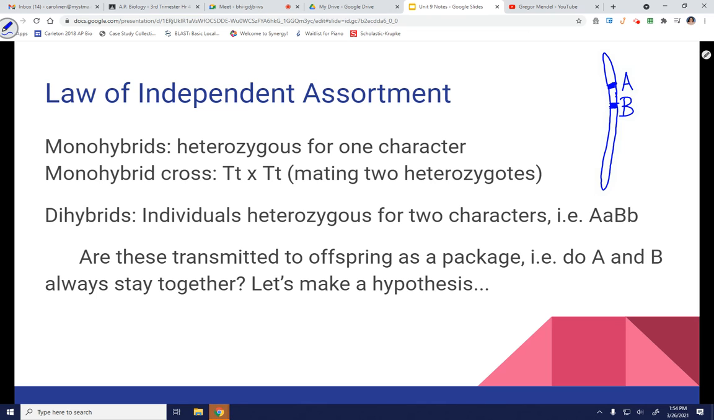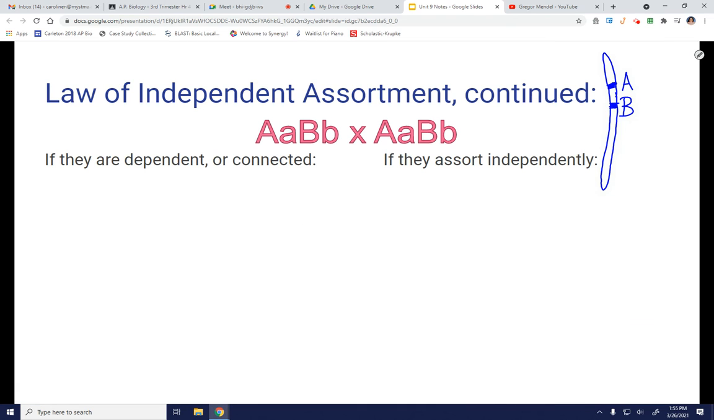What Mendel was kind of wondering is, like, do certain traits always stick together like that, or does every single gene kind of separate on its own and get inherited separately? This is how he figured that out. So say we have two dihybrid individuals. They're heterozygous for both traits. If these genes are connected to each other, so, for example, if the two dominant alleles are always together and the two recessive alleles are always together, this is kind of what would happen.